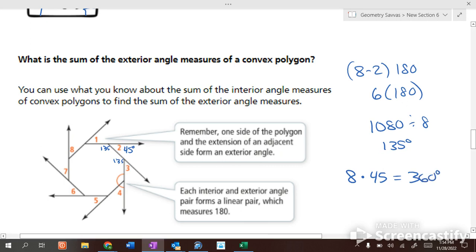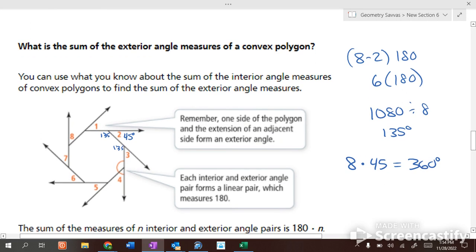360 degrees. Okay. Let's take another example. Let's say we have an equilateral triangle. There's 180 degrees in an equilateral triangle, right? So each angle is how many degrees? 60.